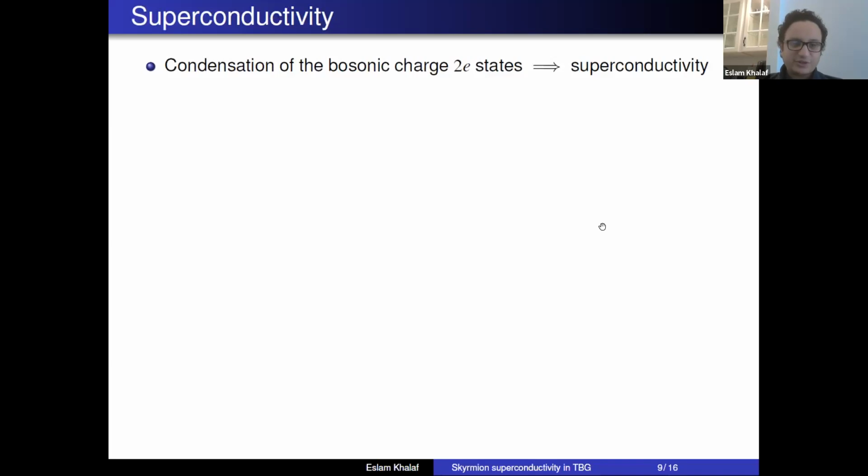So first, a very natural thing to expect is that these bosonic charge 2e objects would condense and give you a superconductor. In order for this to happen, however, they should be allowed to move. If they are completely pinned in place, for example, if they have an infinite effective mass, then they wouldn't yield a superconductor. Instead, they will probably yield either a Wigner crystal or a Wigner glass, so a skyrmion glass.